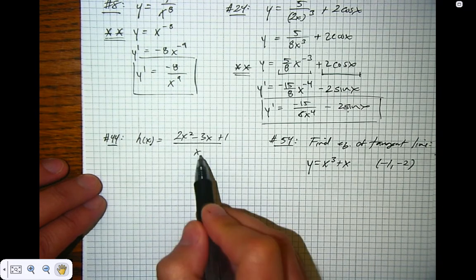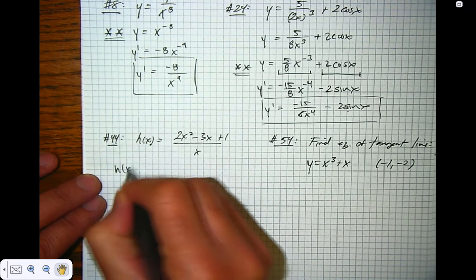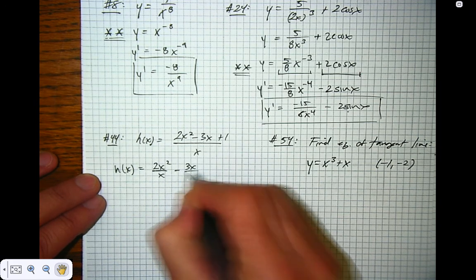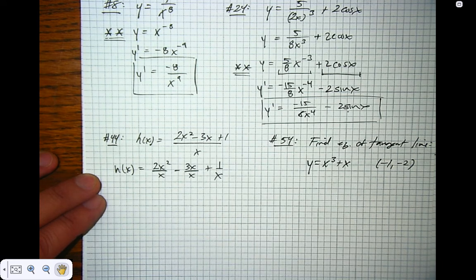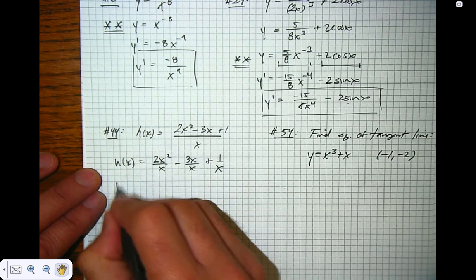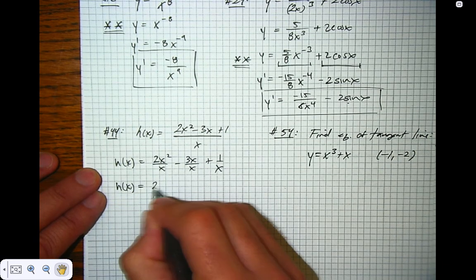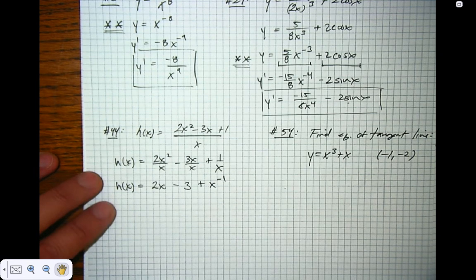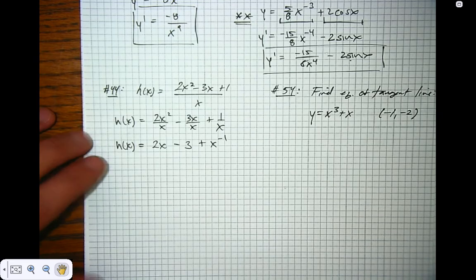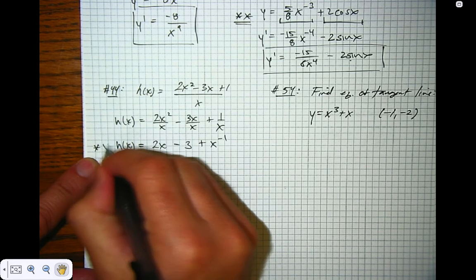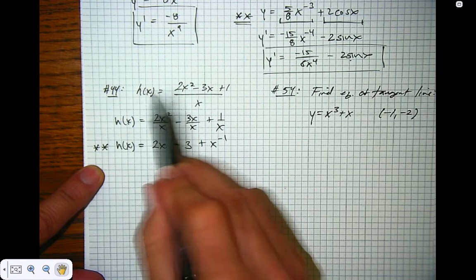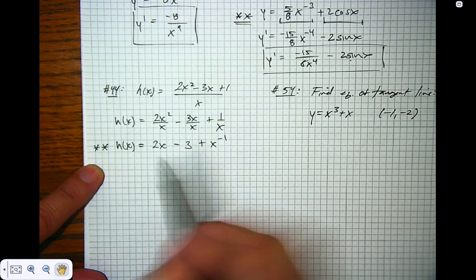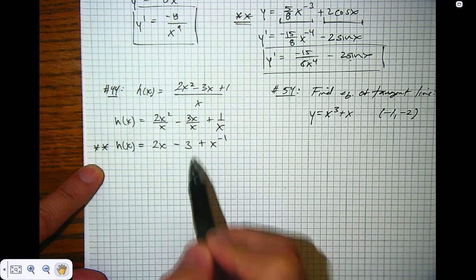This is a singleton denominator, so I encourage you guys to rewrite that as 2x squared over x minus 3x over x plus 1 over x. Okay, and then simplify that one more time, and that becomes 2x minus 3 plus x to the negative 1. You do not have to do it this way, but later on in the second half of the course, when we try to do the opposite of the derivative, the antiderivative or the integral, this is a good strategy on how to do that. So this is helpful later.